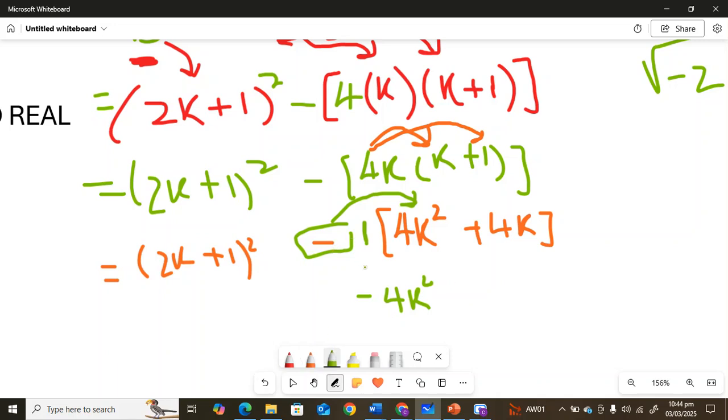Okay, so I distributed this negative sign. Negative times 4k, you get negative 4k. Always remember, colleagues, do this if you've got a negative sign and a bracket afterwards. Don't just go straight to simplify. No, distribute the negative sign. This 2k plus 1, 2k plus 1 squared, we need to expand it.